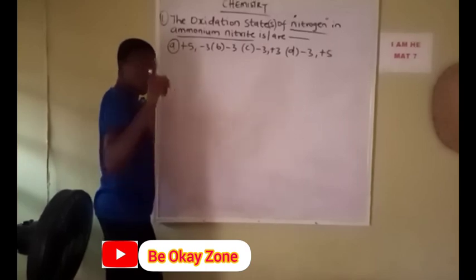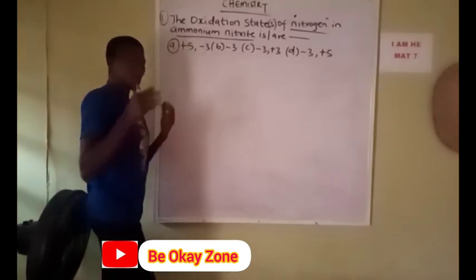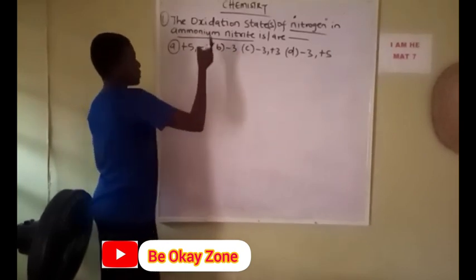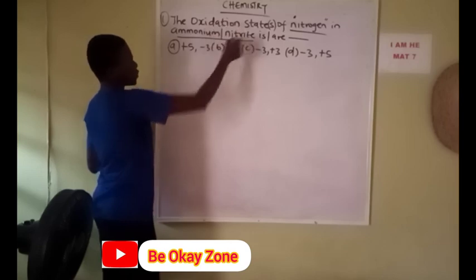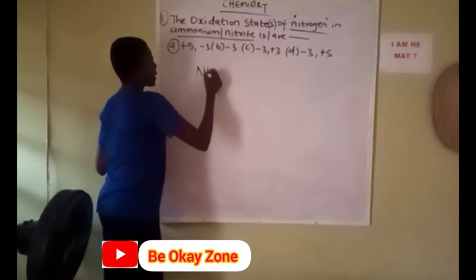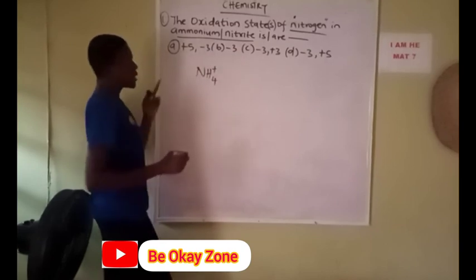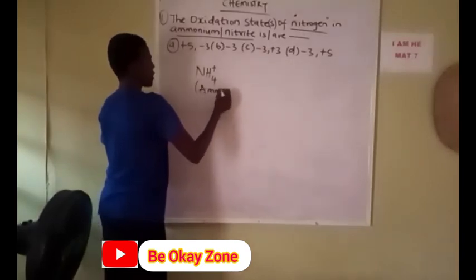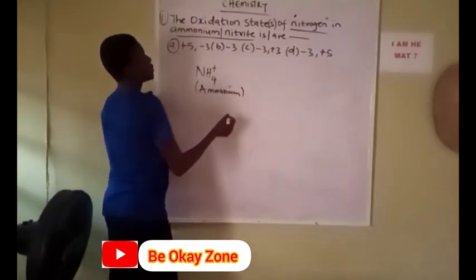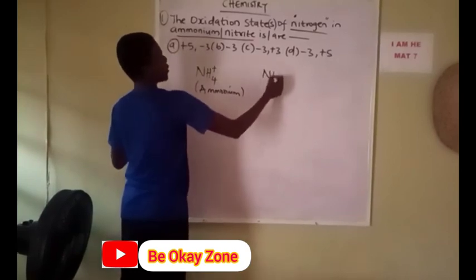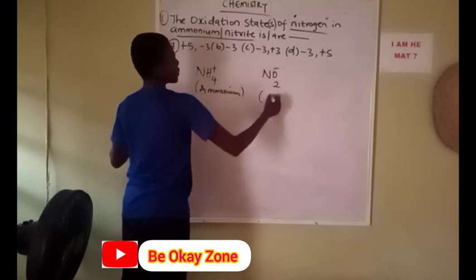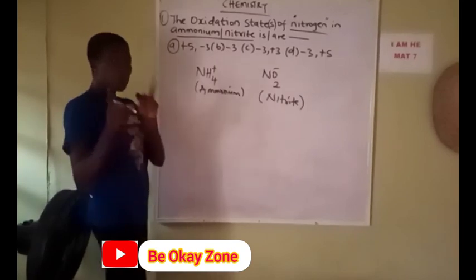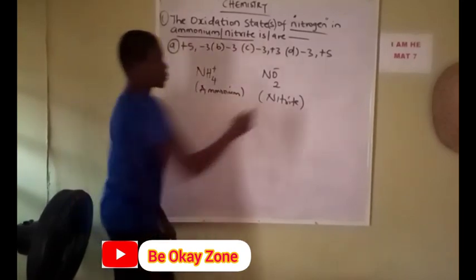First of all, we look at the chemical formula of ammonium nitrite. It's two words here: ammonium and nitrite. Ammonium itself is NH4 plus, and nitrite is NO2 minus. So we combine them together, and that gives us ammonium nitrite.